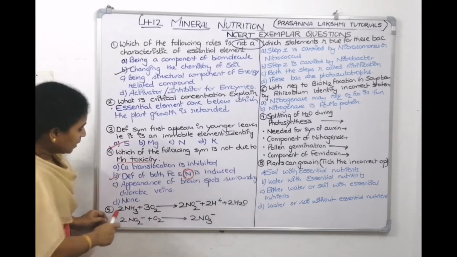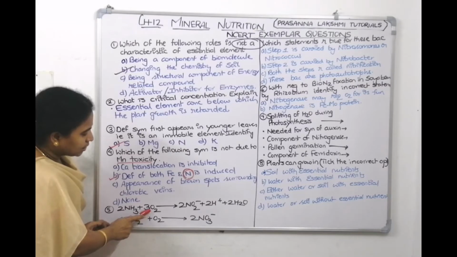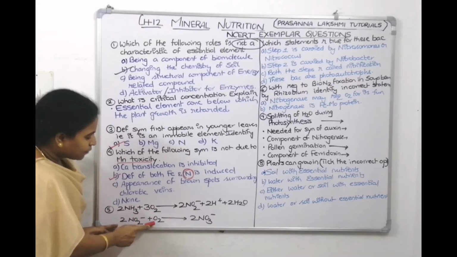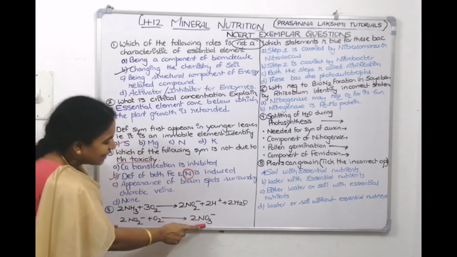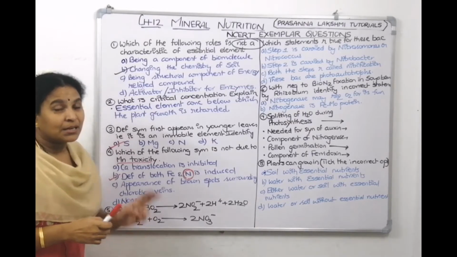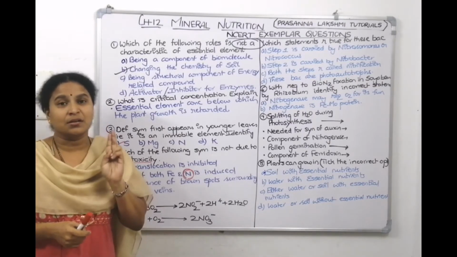Question number 5. They have given an equation. Ammonia molecule, when it is oxidized, it got converted to nitrite. And nitrite, when it is further oxidized, it got converted to nitrate. Okay. What are these two steps coming under? It comes under the second step of nitrogen cycle, nitrification, right?